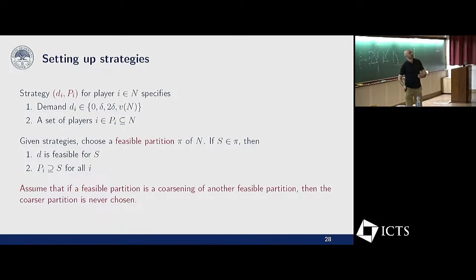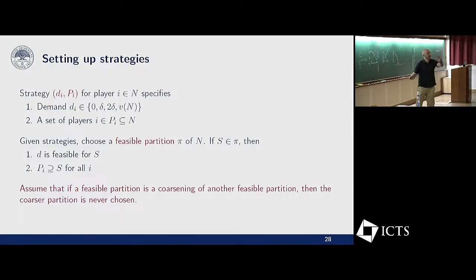But a strategy also isn't just a demand. It also says who I'm willing to be in a team with, who I'm willing to produce surplus with. So it's this subset of the player set. It's part of my strategy as well. So given strategies of all the players, you choose a feasible partition of the player set. Okay, what type of partition should we choose? We're calling it a feasible partition if D is feasible for S.